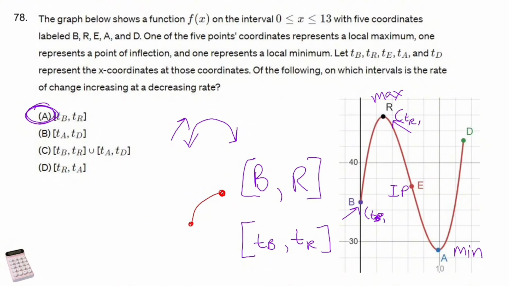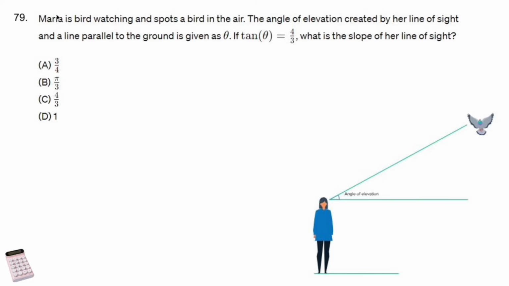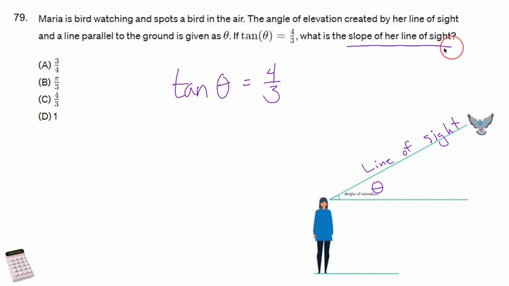Hope this helps. Maria's bird watching and spots a bird in the air. The angle of elevation created by her line of sight and a line parallel to the ground is given as theta. So this is the line of sight, her eyeball hitting the bird, and as you can tell, that's parallel to the ground. Okay, you are going to be called theta. If tan theta equals 4/3, what is the slope of her line of sight?